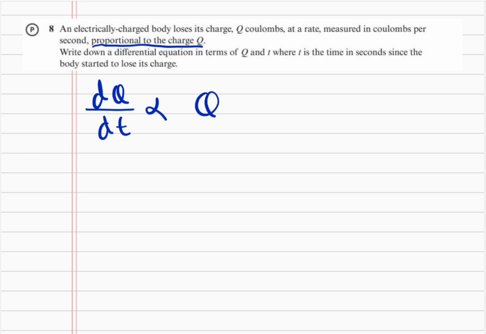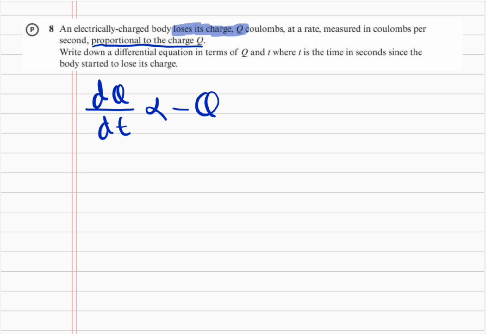But we should be careful, because when we see proportionality, it doesn't necessarily mean that we just copy and paste that main variable from the question and move on, because sometimes there are other things we should note. This question is about when the body loses its charge. When it says loses its charge, that's saying that as time goes on, the body loses more charge, which means there should be a negative q here. So this negative is just because this question is about losing charge.